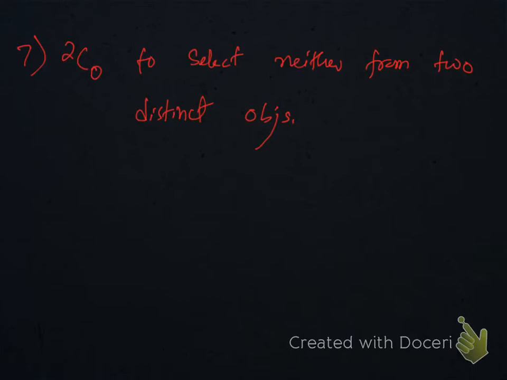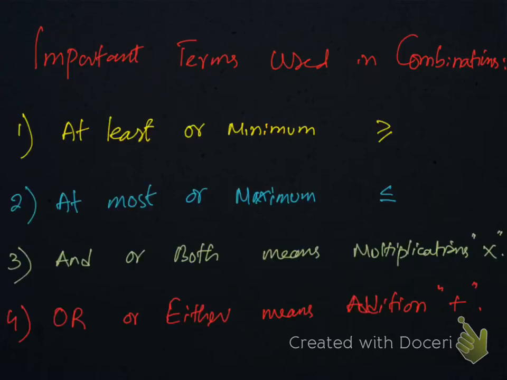Well, 2C0 is used to select neither from 2 different objects. What if we have A and B and we don't need to select anyone, so we should write 2C0 for them. Important terms used in combinations.